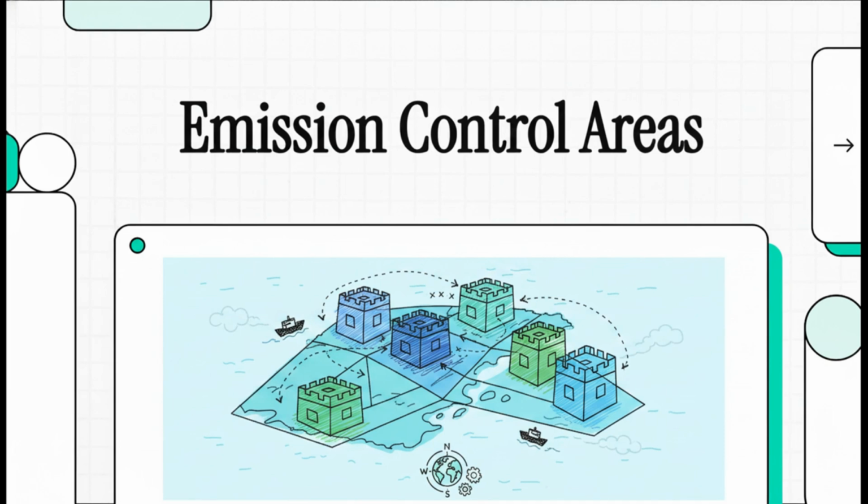Welcome to this explainer. Today, we're diving into international maritime law, and specifically, how it relies on these massive, mathematically perfect, invisible fortresses drawn right in the sea to protect our vulnerable coastlines. It's this absolutely fascinating mix of geography, math, and environmental science.